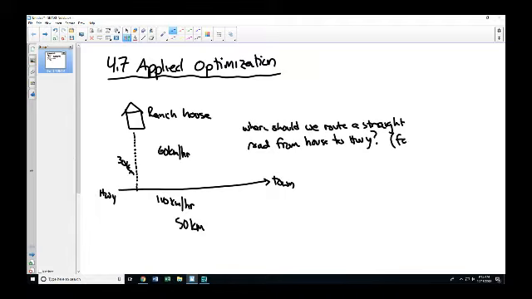So are we trying to get to the town fastest? Yeah. So this would be finding where we're going to put the road from the ranch house to the highway. This is a right triangle problem, isn't it? Partly. And then be around halfway.